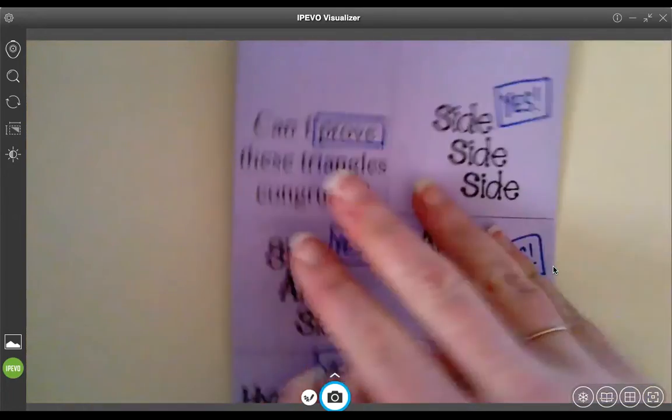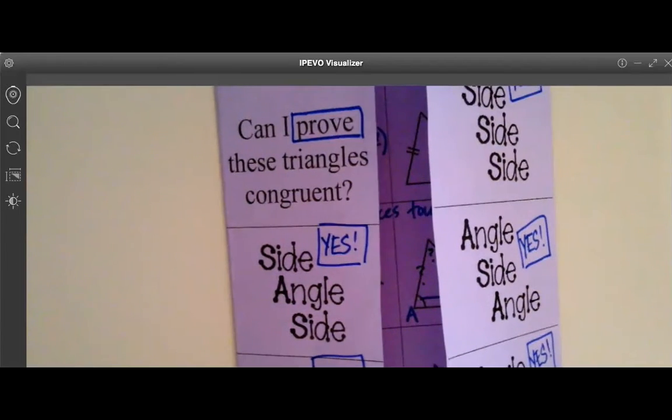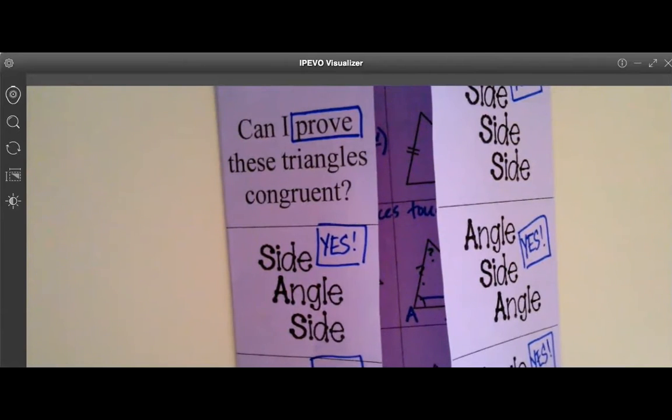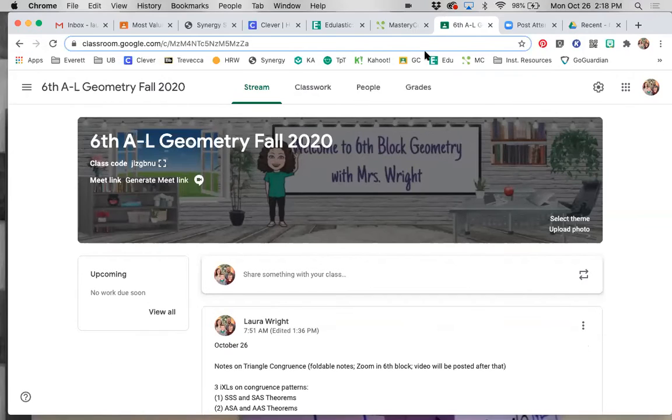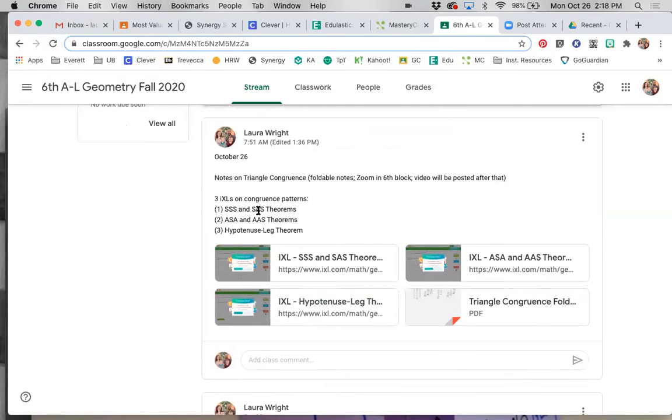So let's look at your IXLs. You have 3 IXLs today, but they're really not long. Okay, so we've got side, side, side, and side, angle, side. Those are our first ones. They're broken down into just 2 as opposed to putting them all mixed in together. We'll mix them all up tomorrow. So for today, you've just got 2 to work with. And you really don't even have to tell which is which. They're just kind of getting you used to seeing the patterns.